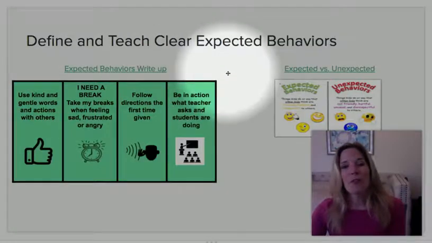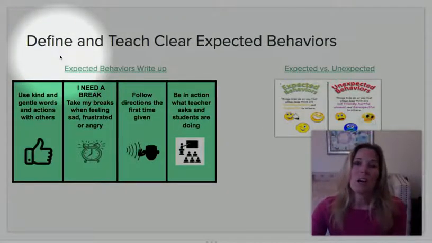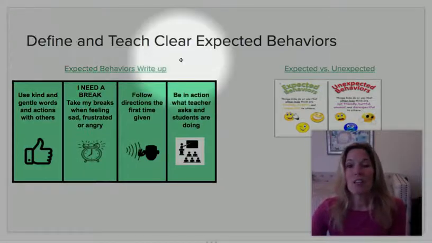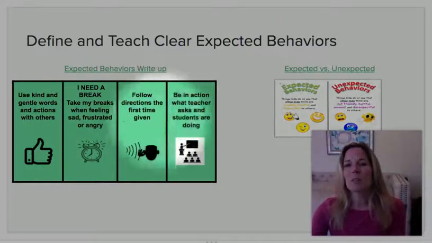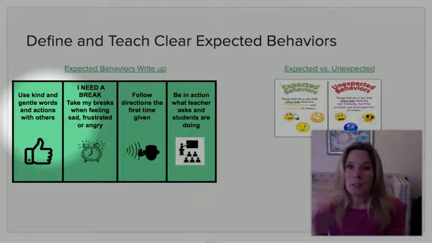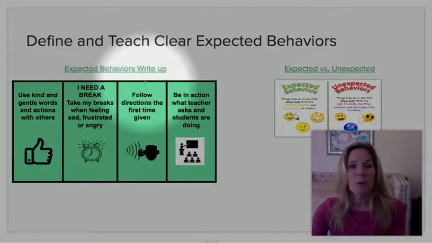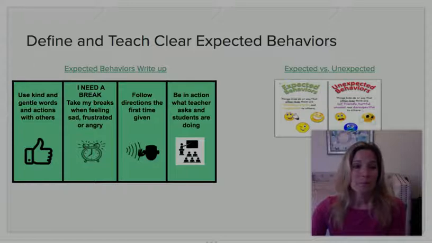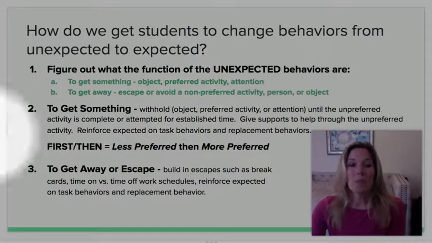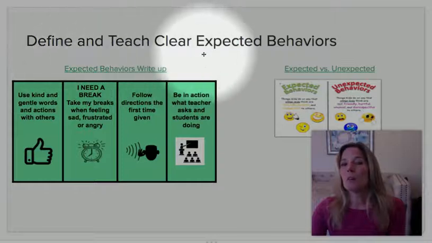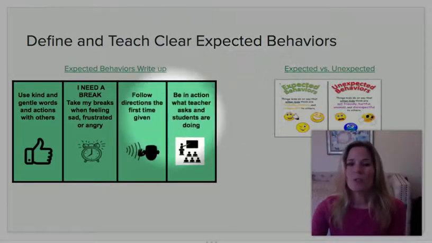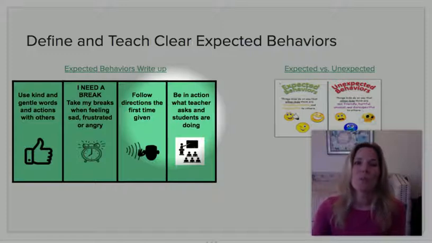So the first thing when we talk about strategies, we need to define and teach clear expected behaviors. And I just put a couple examples here of expected behaviors, how I clearly write it up. And when you get an opportunity, please click into these resources that we have up here that'll give you some examples. And if you make a copy, you can manipulate these for your students. One thing I just wanted to mention about defining clear expected behaviors. These are the rules. These are your goals. This is your replacement behaviors, what you want for the students.